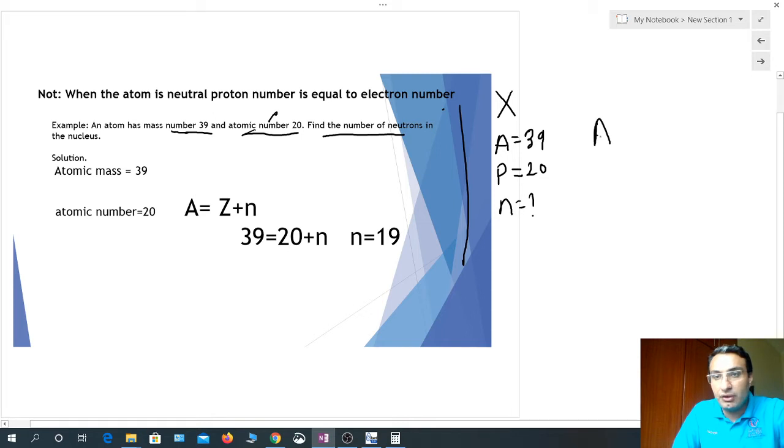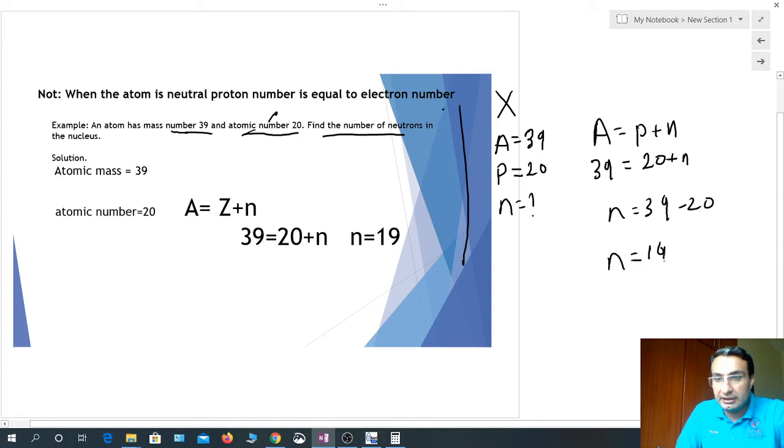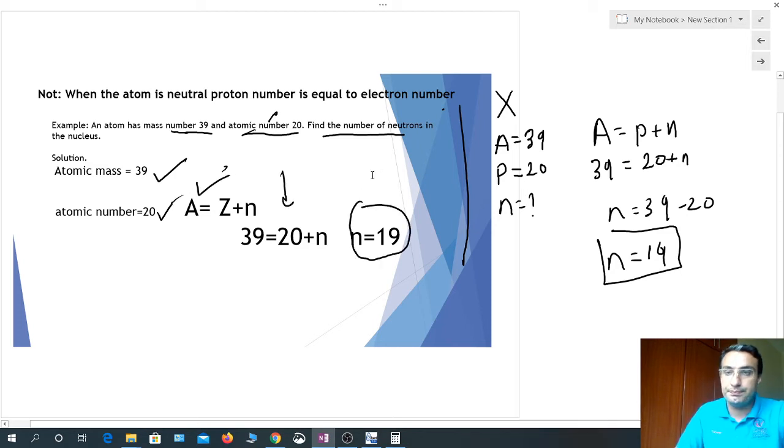As we know, atomic mass is equal to P plus N. So 20 is the atomic number, 39 is the atomic mass, 39 equals 20 plus N. N is equal to 39 minus 20, so N is 19. The number of neutrons is 19. As you see here also, atomic mass is 39 and atomic number is 20. According to the formula, when we put in the values, we get 19.